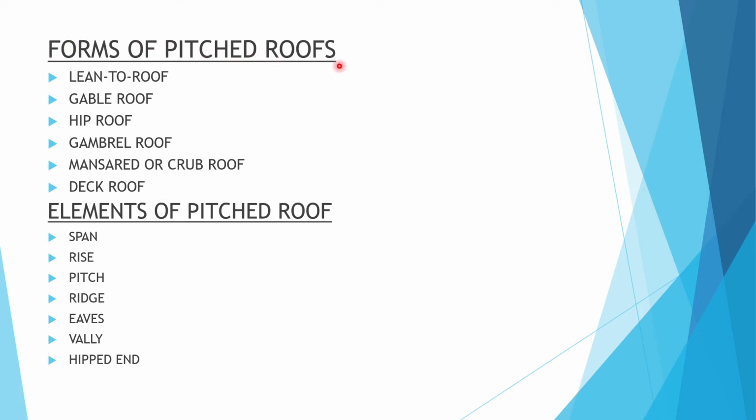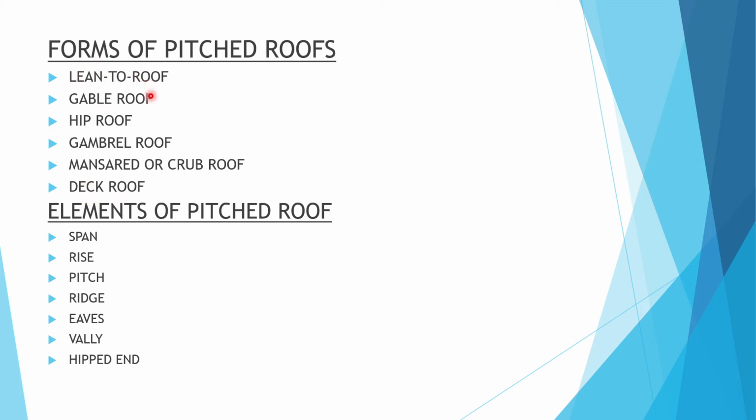Next, forms of pitched roofs. There are six forms of pitched roof. The roof which has a sloping surface is known as a pitched roof. Pitched roofs are basically of the following forms. First one, lean-to roofs. Second one, gable roof. Third one, hip roofs. Fourth one, gambrel roofs. Fifth one, mansard or curb roofs. Sixth one, deck roof.